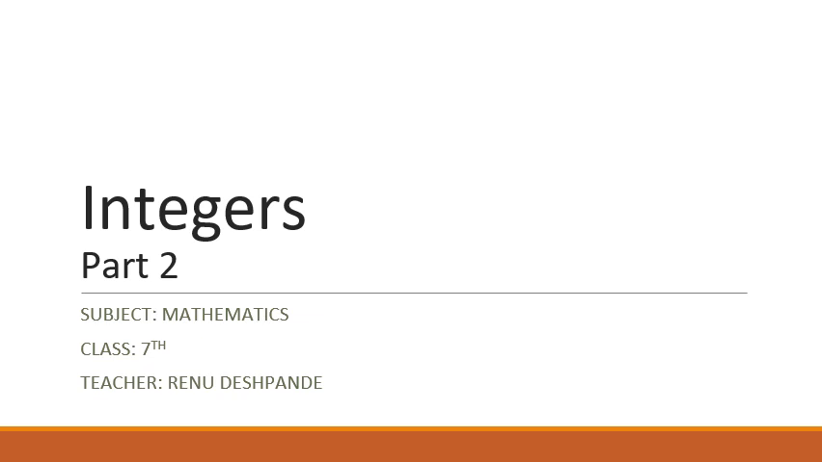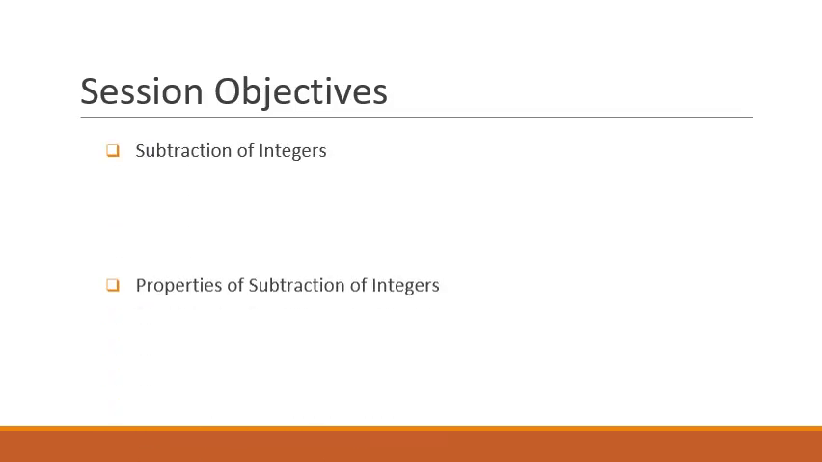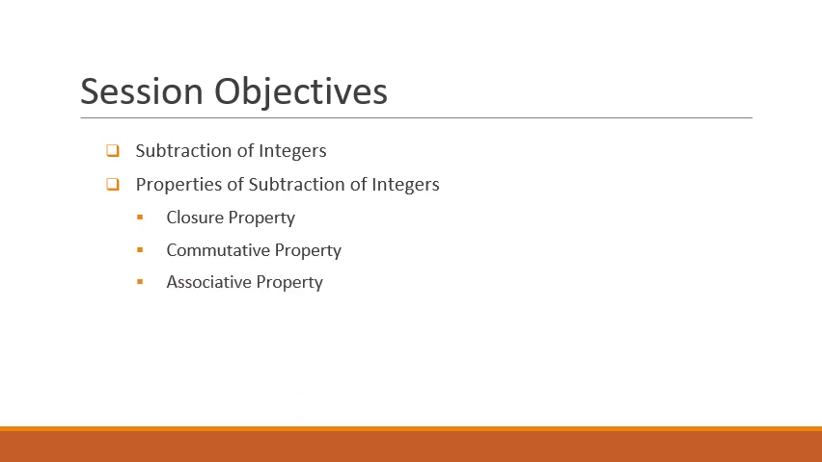Hello students, in our previous session of integers, we have learned what integers are, what their absolute value is, and the addition of integers. Now in this session, we are going to learn about the subtraction of integers. So in this session, we are going to see how to subtract integers, then the properties of subtraction of integers such as closure property, commutative property and associative property.